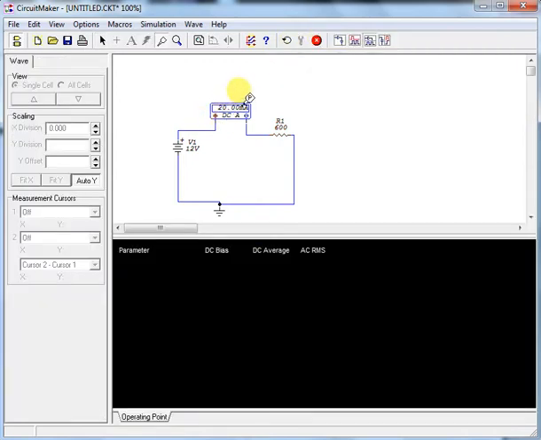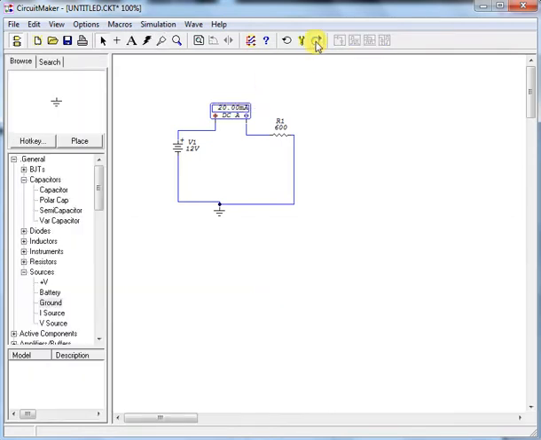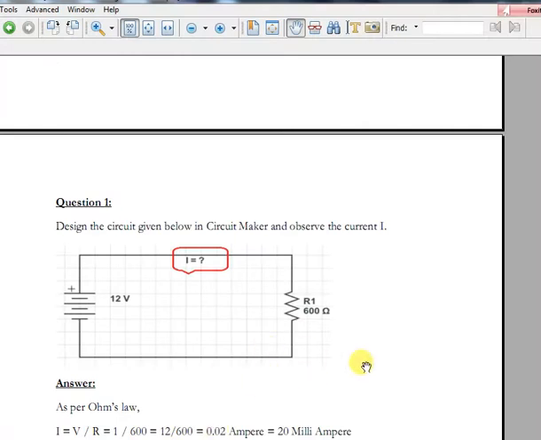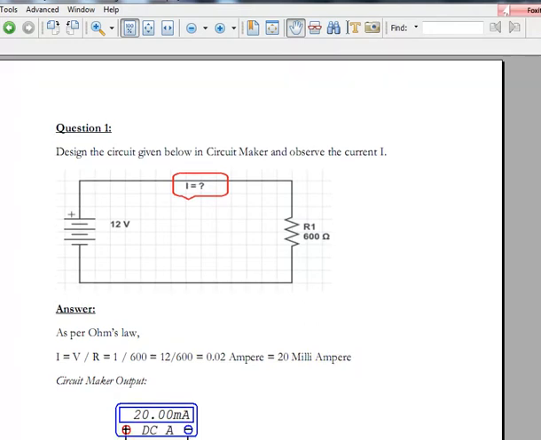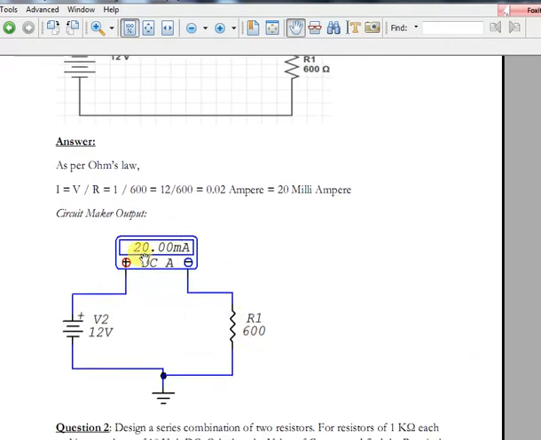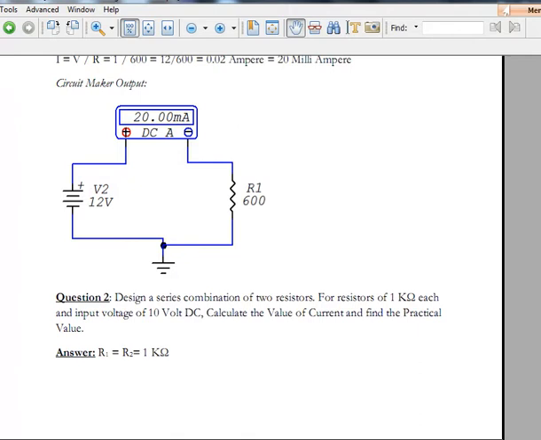Now you can see 20 milliampere is coming. So we will go back to the section, and you see your theoretical answer. It is 20 milliampere, and our circuit, like this, and our meter is giving this. So we are done with the first experiment for today. So well done. Now go to the next question.